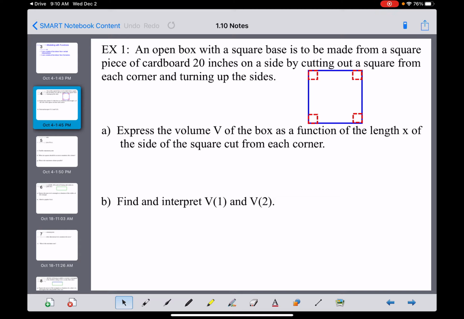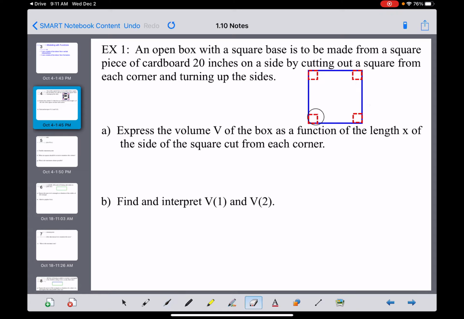So we have an open box here with a square base. It's going to be made from a square piece of cardboard that's 20 inches on a side by cutting out a square from each corner and turning up the sides. Guys, if we were in class, I would actually take a square and I would cut out the corners and then fold them. Okay, so I'll kind of show you on this diagram, but you're folding it on these lines. And so your base ends up being here in the middle, and each of these ends up being a side. So think about an open box here. So these would all be sides.